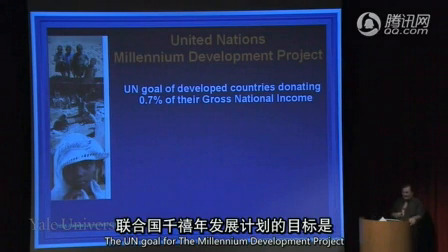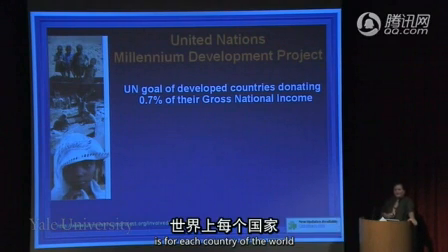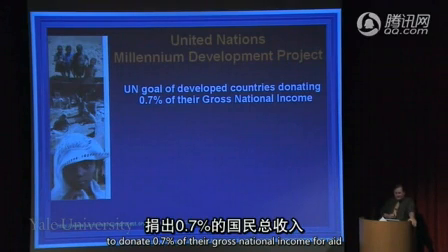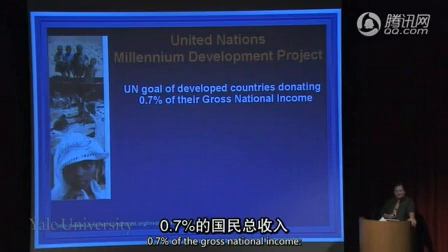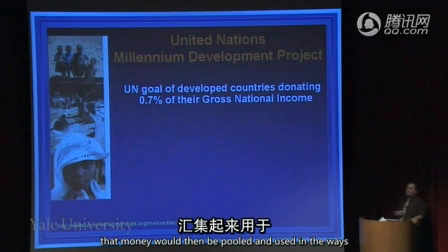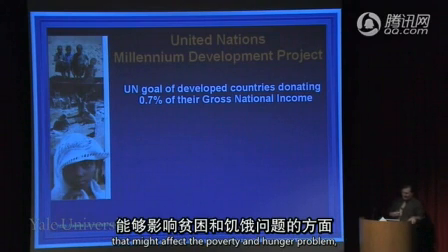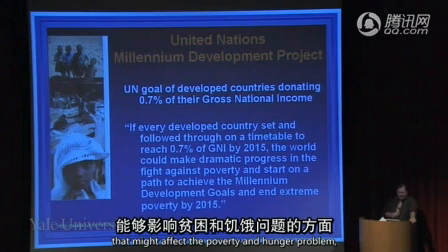The UN goal for the Millennium Development Project is for each country of the world to donate 0.7% of their gross national income for aid and development projects around the world. 0.7% of the gross national income. That money would then be pooled and used in the ways that might affect the poverty and hunger problem.